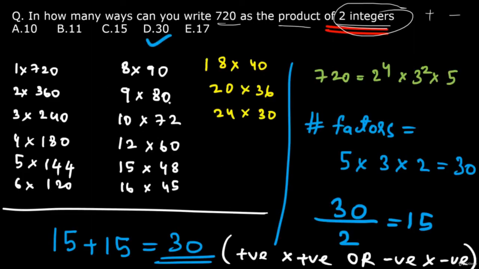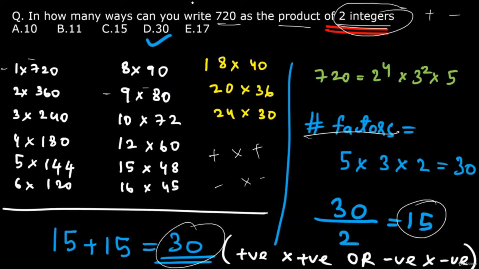So over here you have 15 ways in which you can write it as positive into positive. Now you will also have 15 ways in which you can write 720 as negative into negative, right? For example, negative 1 into negative 720 also gives you 720, or negative 9 into negative 80 also gives you 720. So 15 plus 15, that's 30, and 30 is your answer. So the process remains the same. You find the number of factors, and number of factors by 2 gives you 15, and then you need to multiply this 15 with 2. So your answer is 30. That's option D.